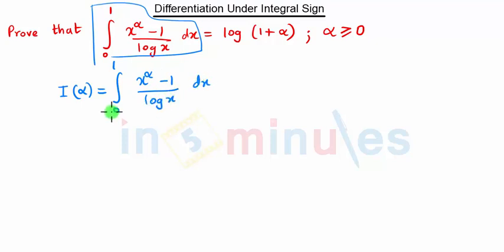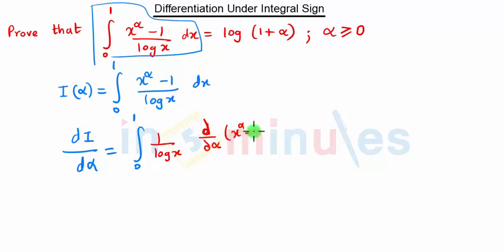dx. Now I am taking derivative on both sides with respect to alpha. So I will get dI upon d alpha equal to integration 0 to 1, and I am taking the derivative with respect to alpha. Since I am taking the derivative with respect to alpha, our log x will remain constant. So it will be 1 upon log x times the partial derivative with respect to alpha of x raised to alpha minus 1, into dx.